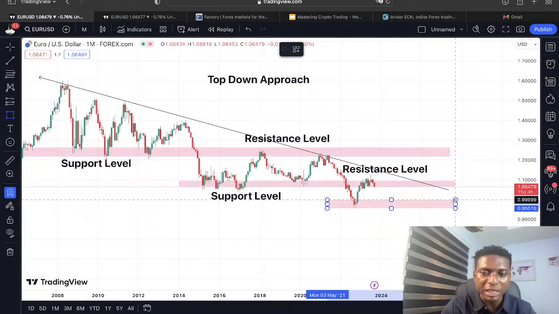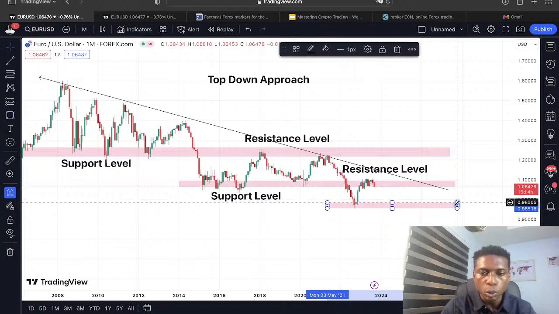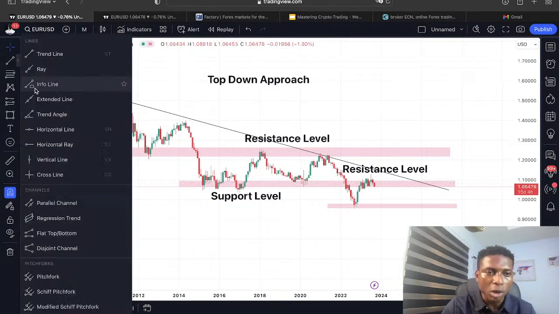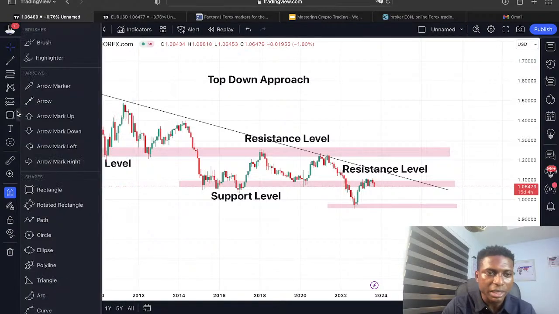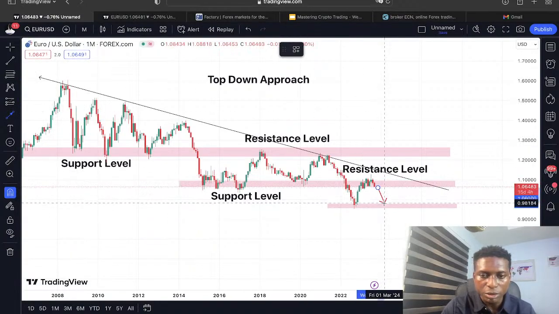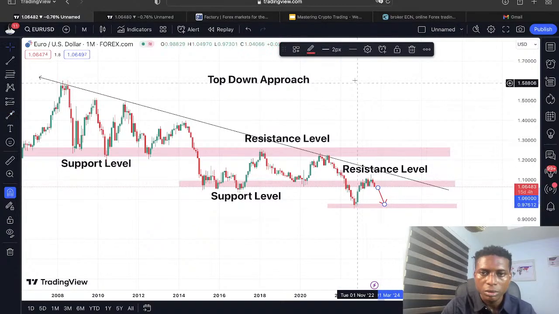So for swing traders, you target shorting Euro USD over the months. Why? Because from the look of things, after this retest had been completed, we can see price coming here.